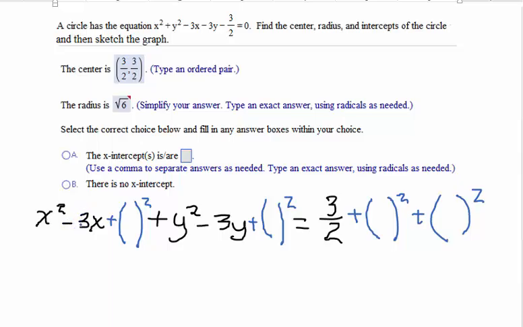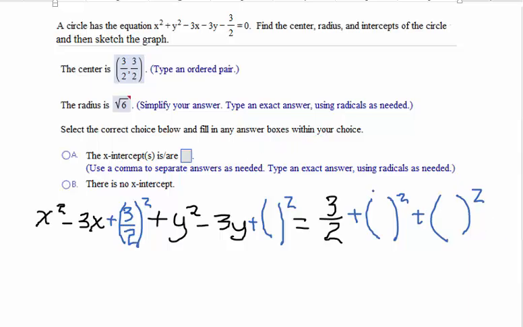First of all, I make sure that the coefficients of x squared and y squared are 1. If those were not 1, I would divide every term of the equation by those coefficients. In order for this to be a circle, those coefficients would have to be identical. So I would divide every term by whatever the coefficient of x squared and y squared was if it was not 1. And then I take half of 3 and square it.